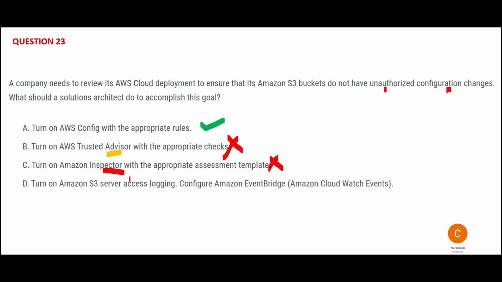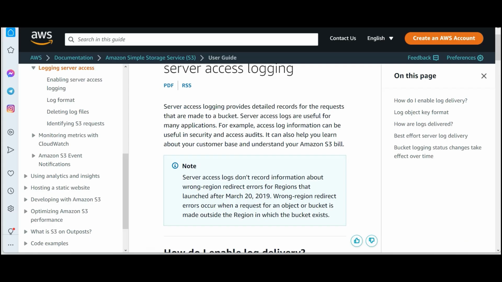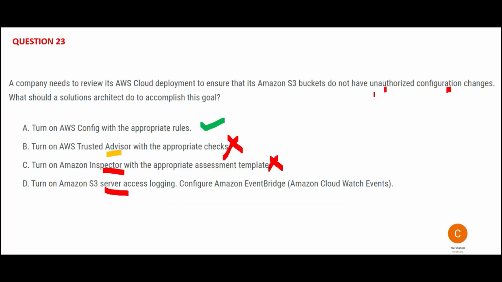And S3 server logging and EventBridge, this will not help you because server logging creates detailed logs for the requests that are made to a bucket, several access logs. So it is just like an activity log that you are maintaining. That is not a solution for configuration, because configuration is not about S3 buckets. Configuration can be about EC2 instances, it can be about Redshift database clusters, and so on. So that's why this is wrong as well. So this is the right answer.